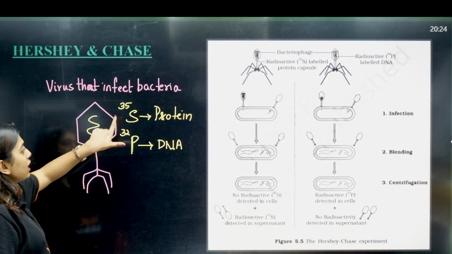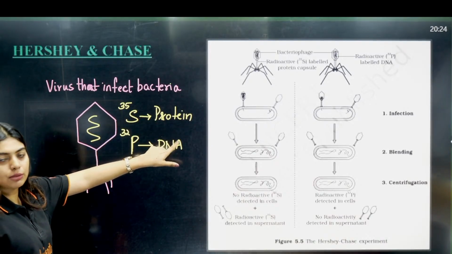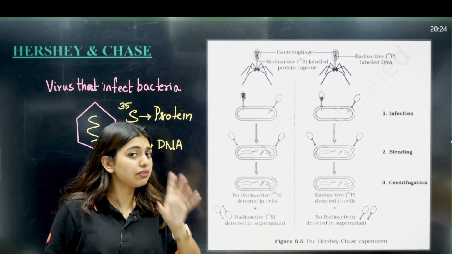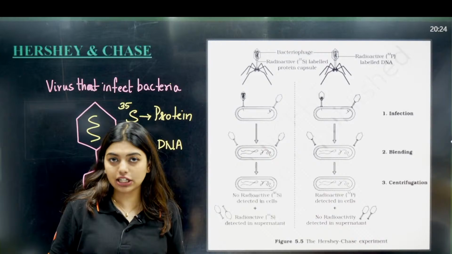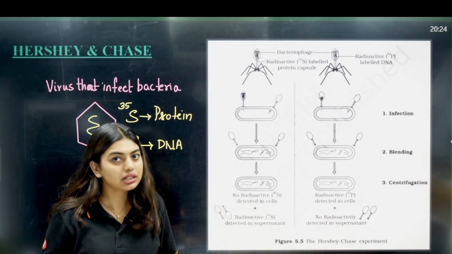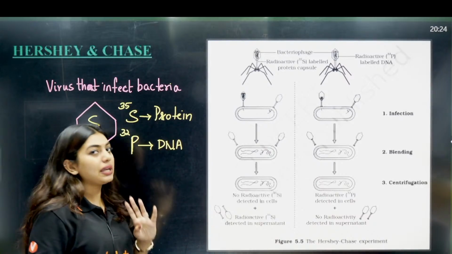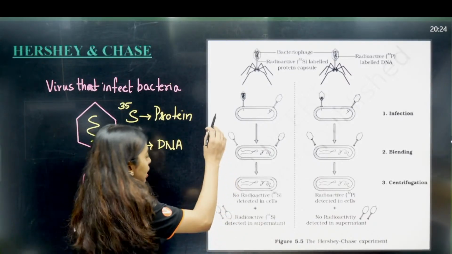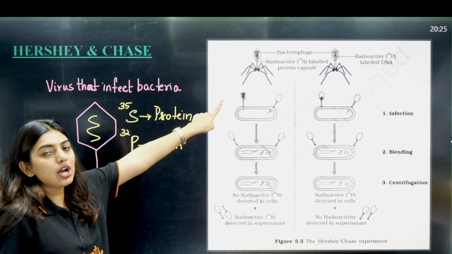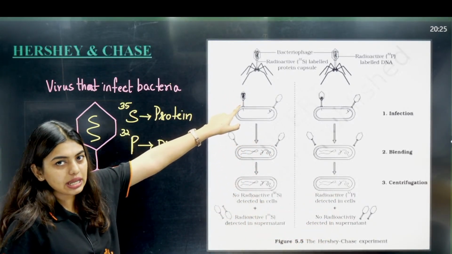Now go forward. S35 is only found in protein, P32 is only found in DNA. So when we are radioactively labeling it, if it is S35 labeled and we notice it inside the cell, then protein is the transforming principle. But if it is P32, then it is DNA. Now go forward and understand this, students. Bacteriophage is there, with a radioactively S35 labeled protein capsule.